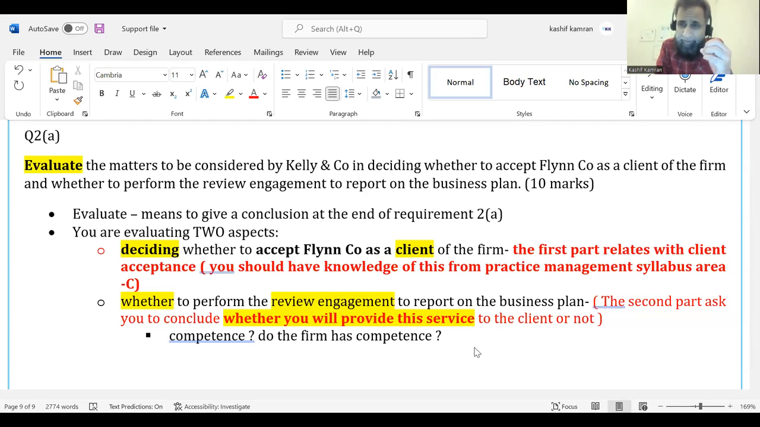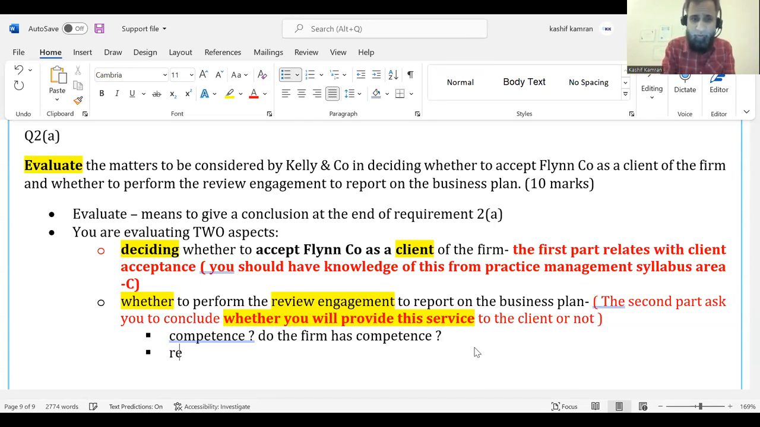Number one, competence. Do the audit firm have competence to offer the service? Now, that's extremely important for a service provider to assess whether the service provider has the competence to offer the service. Now, if someone comes to me and asks me, can you teach the AFM paper? I'll say, no, I cannot teach the AFM paper because I don't have competence to teach the AFM paper. So it's not necessarily that the service provider is competent enough in every service. So competence, do the firm have competence, is to be judged.